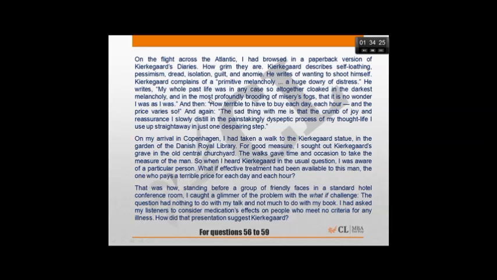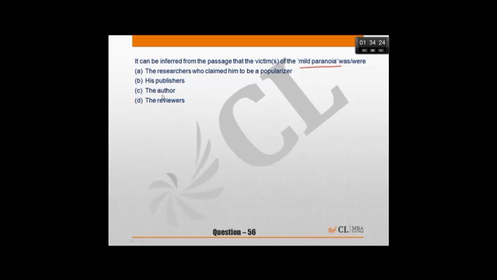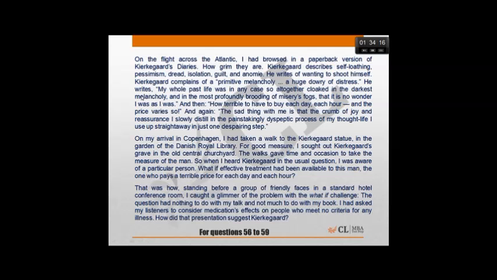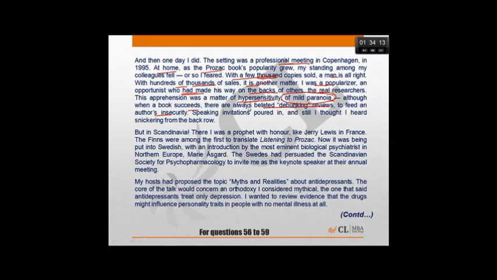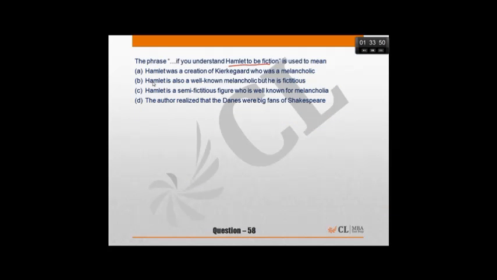Speaking invitations. Okay, let me just go to the choices. 56. Researchers who claimed to. No, this cannot be the answer. His publishers cannot be the answer. Author or the reviewers. Let me go back. Or so I feared. Okay, whose fear? Who's becoming paranoid? My standing among the colleagues fell, or so I feared. So it is the author who's possibly becoming paranoid. The reviewers were actually putting him down, so they are not being paranoid. So the correct answer here should be author. Now Hamlet to be fiction.